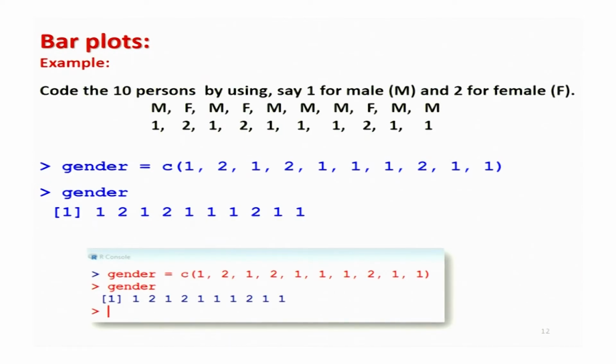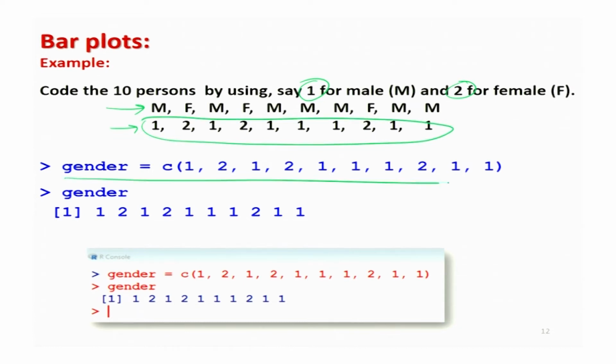Now I take a very simple example that I took in the last lecture, and I will create the bar plots on the same data set. I will try my best to keep these examples as minimal as possible, so that you can feel a connection between the analytical and graphical tools. You can recall that we had considered the data of 10 people, coded as male and female. The male category was indicated by 1 and the female category by 2, and this variable was stored in gender.